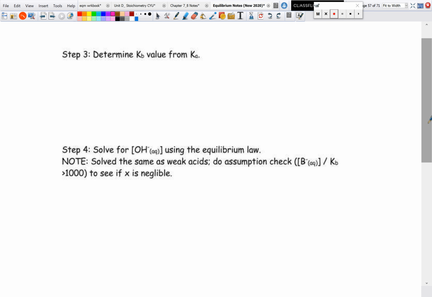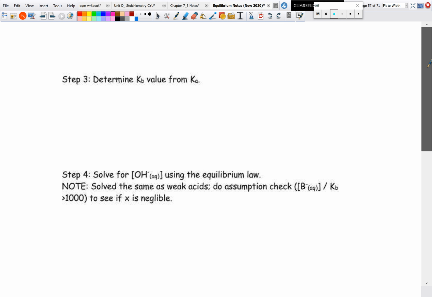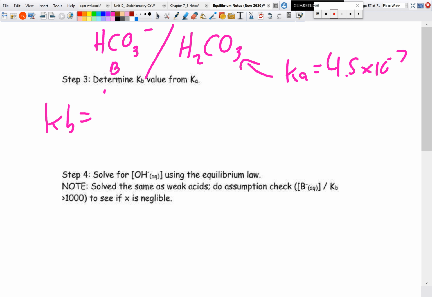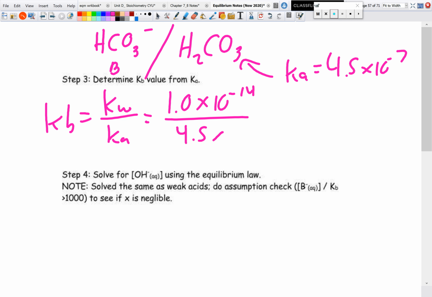But we're just going to repeat this step right here to determine Kb from Ka because we're outlining all the steps for you. So remember, if HCO3 minus is my base, the conjugate acid is H2CO3, right? And the Ka for this one from your data booklets is the value of 4.5 times 10 to the negative 7. So we go Kb is equal to Kw over Ka. We got 1.0 times 10 to the negative 14 all over 4.5 times 10 to the negative 7. And we are left with 2.2 times 10 to the power negative 8.